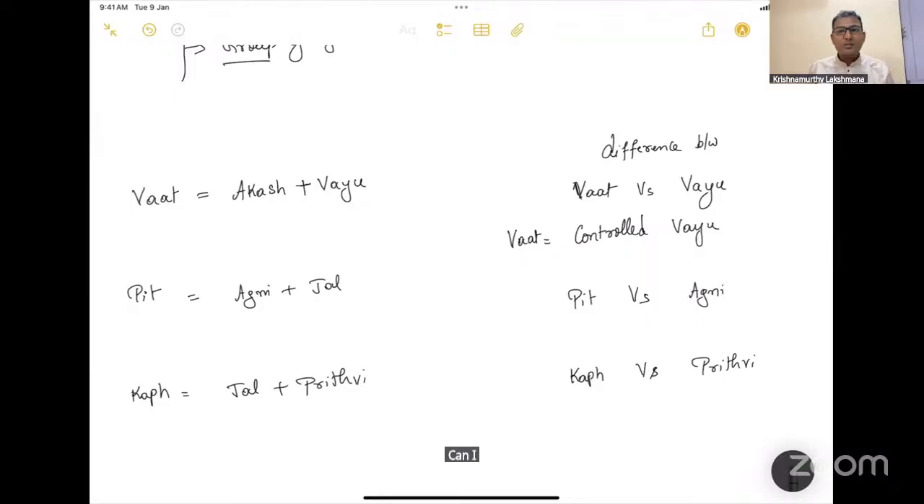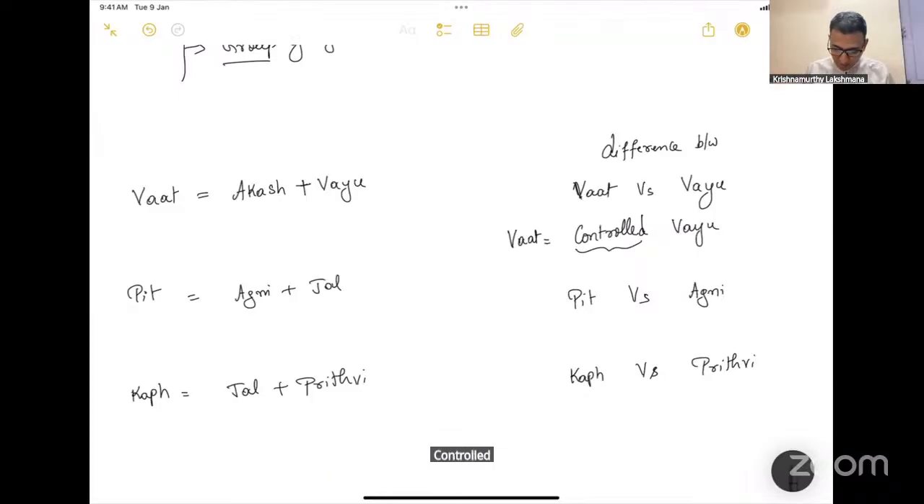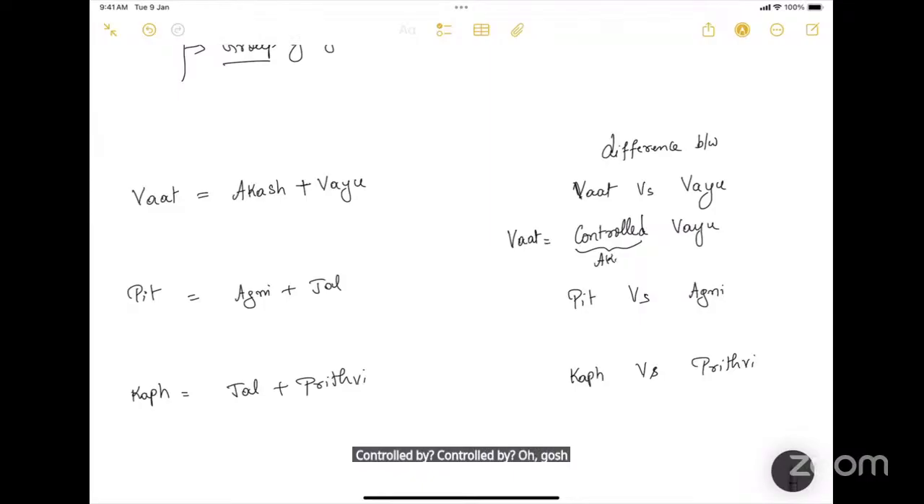Can I say this statement? Yes. How? It has Akash in it. So Akash is the nullifying, controlling factor. Controlled by Akash.